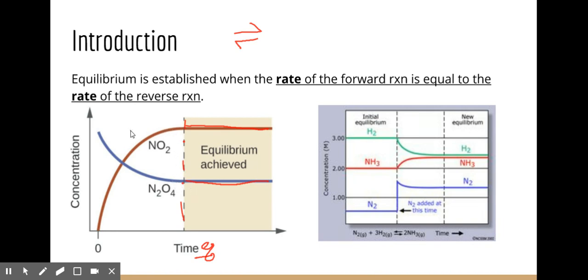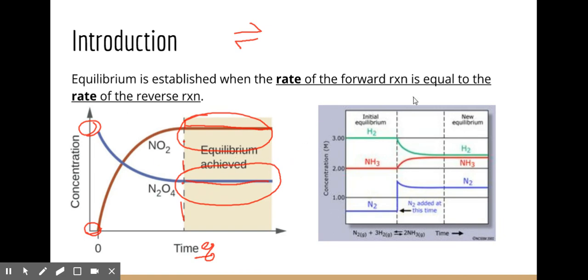Now, I know I'm jumping ahead of myself, but when we're working with RICE charts, these initial values right there would go in the I line of my RICE chart. And these values here, these equilibrium values, are what we would see in the E line, the equilibrium portion of my RICE chart. So it's just a way that we could graphically represent these numbers.